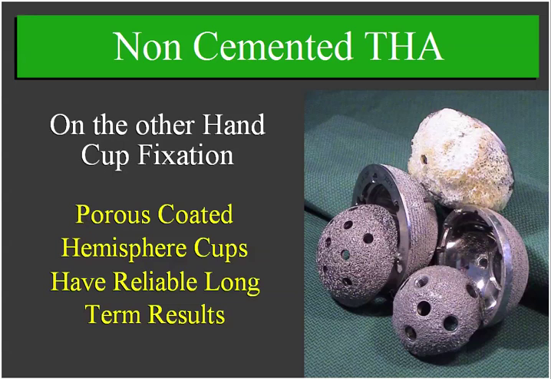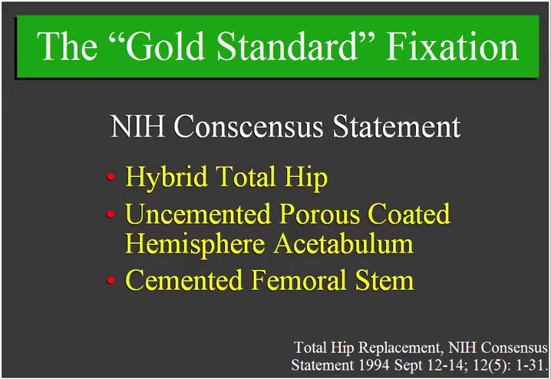That it's a hemisphere is a hemisphere is a hemisphere. You put porous coating on it, it's going to work. So they will hit you on that, showing that porous-coated cups all have long-term ingrowth rates and good long-term survivals. If you look at the gold standard, the NIH consensus statement recommended a hybrid total hip, which is an uncemented porous-coated cup and a cemented femoral stem.